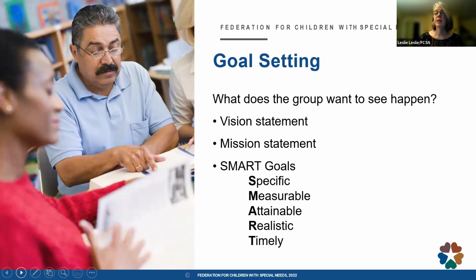I think a lot of families of kids with special needs know the SMART goals, so that when you are setting your goals, these are things that you need to consider and ask those questions. Is it specific? Is it targeted so that we can know what our goal is? How do we measure it so that we know that we've accomplished something and are moving forward towards that goal? Is it attainable? Is this realistic?